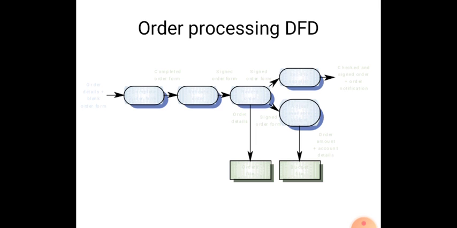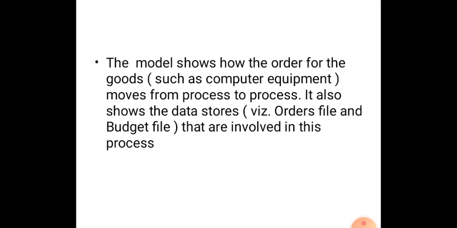So this is the diagram of order processing. The model shows how the order for goods, such as computer equipment, moves from process to process. It also shows the data stores, for example, the order file and budget file, that are involved in this process.